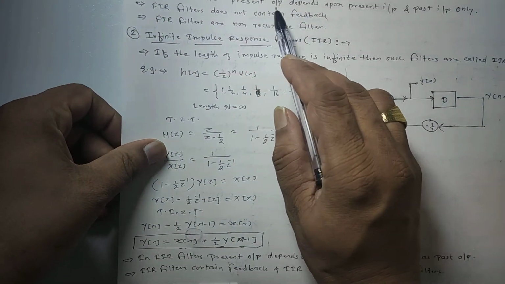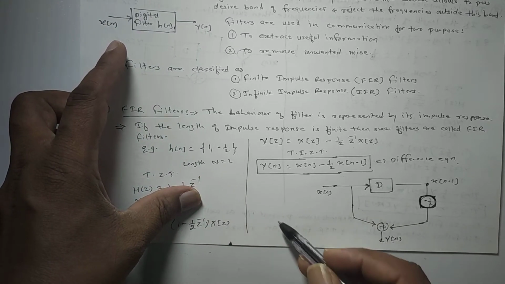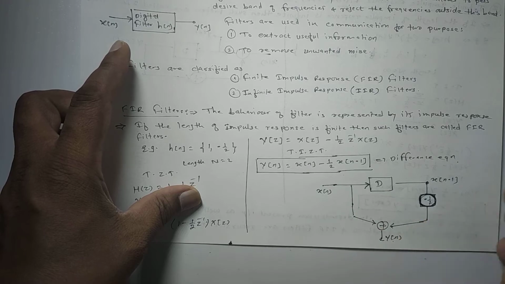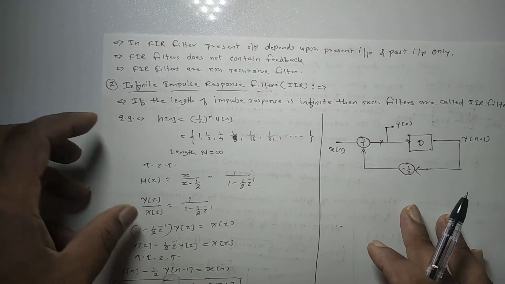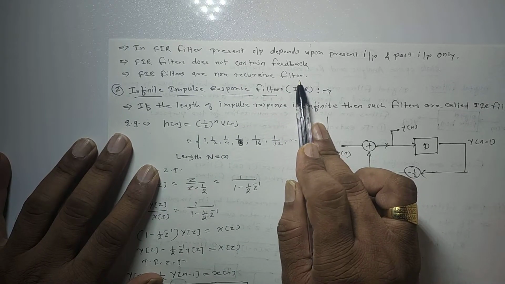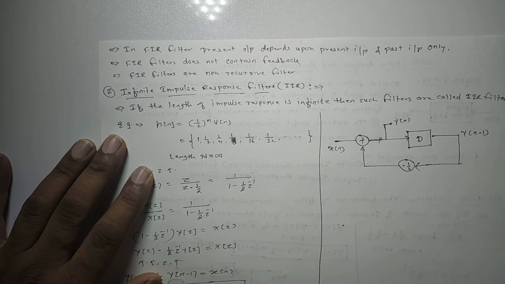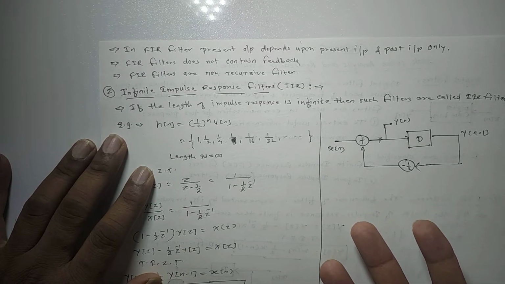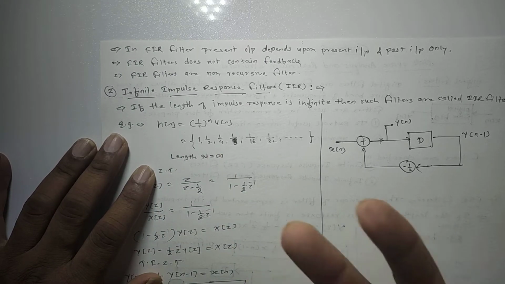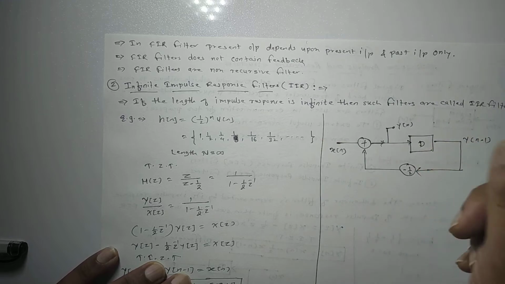So FIR filter present output depends upon present input and past input only. An FIR filter does not contain feedback. If you see here, no part of the output returns back to the input. No part of the output is going to the input side. So it does not contain feedback. Feedback means some part of the output returns back to the input. But an FIR filter does not contain feedback. FIR filters are non-recursive filters. Now, recursive and non-recursive: if present output depends upon previous output, we call it a recursive system. If present output depends upon previous output, then the system is recursive. Here, present output does not depend upon previous output and therefore the system is non-recursive. Present output depends upon past input only, not past output.